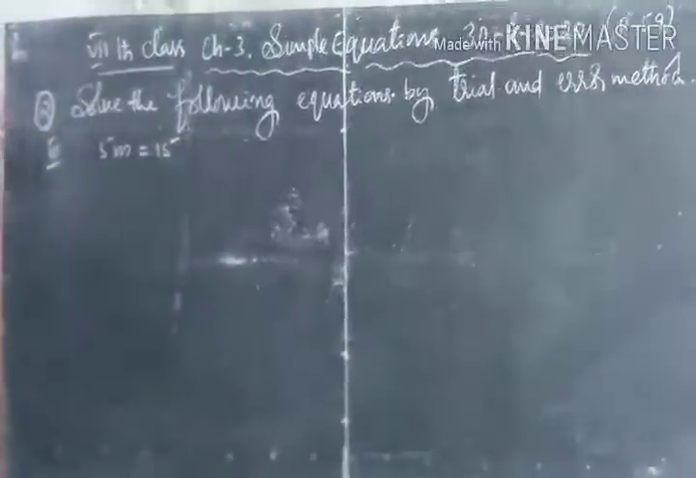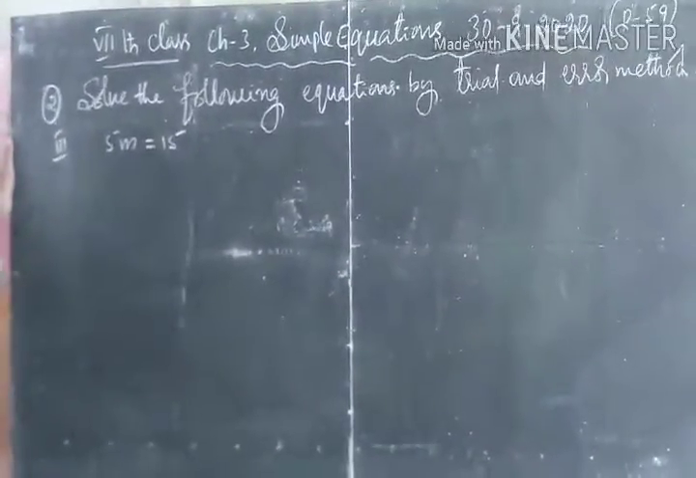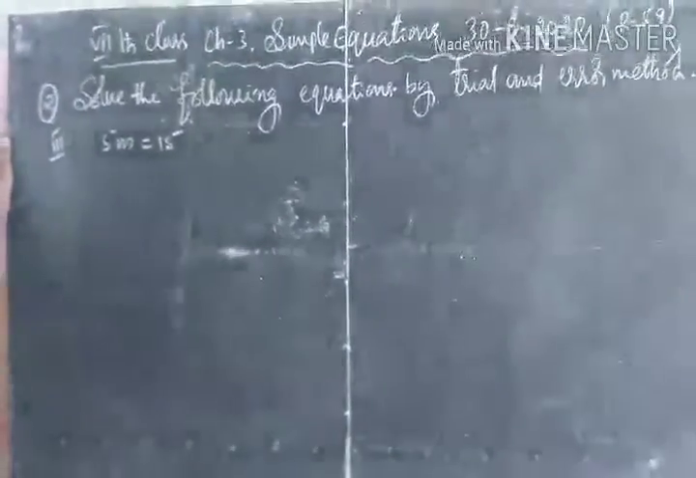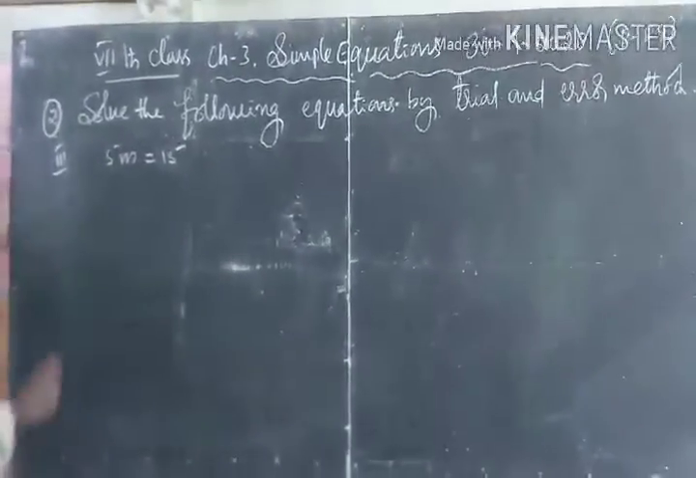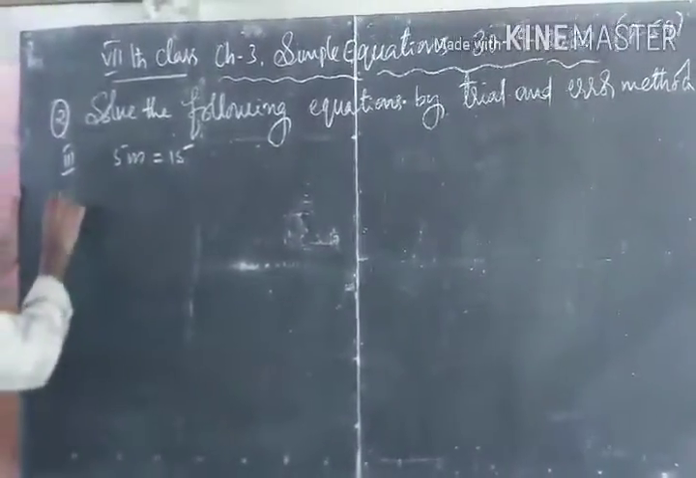Chapter 3, Simple Equations. Exercise 2: solve the following equations by trial and error method. Sums 1 and 2 I told. See the third sum, 5m = 15. Let us see how to do this.